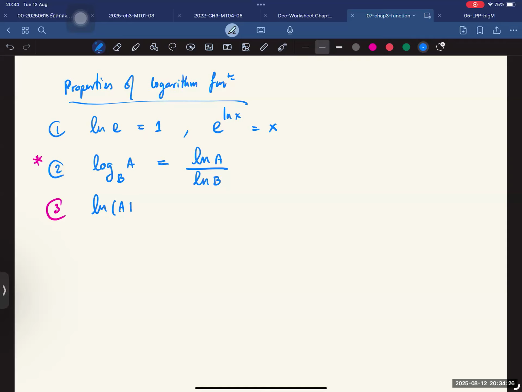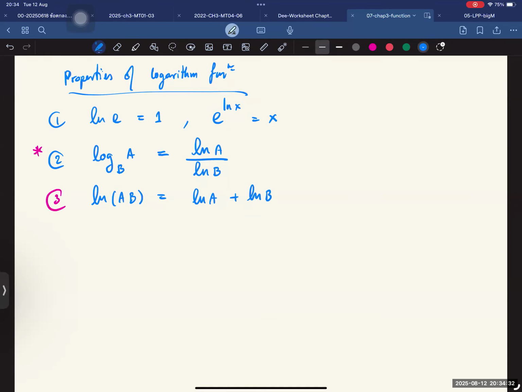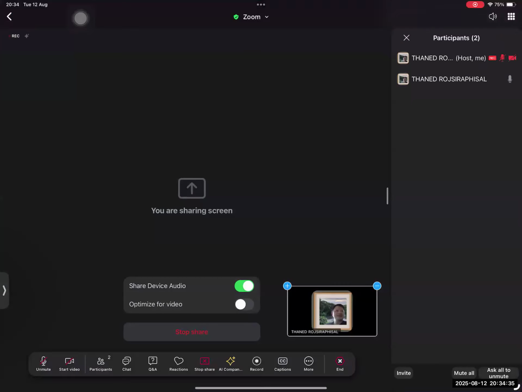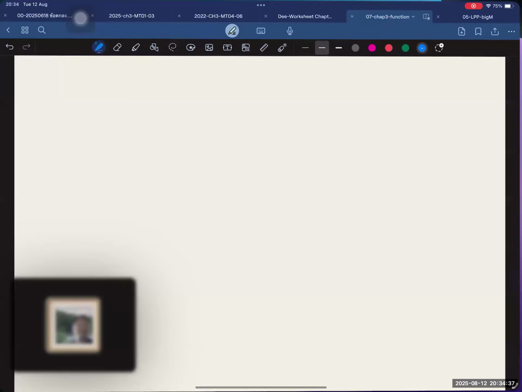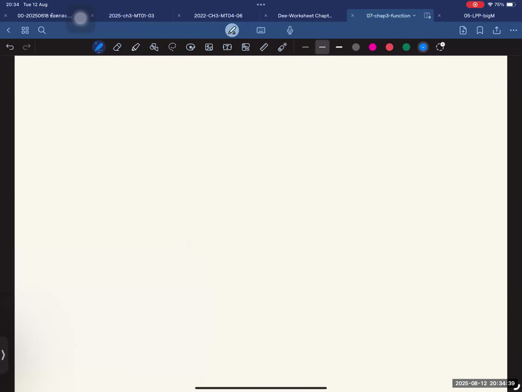It's like the monitor is not updated. Let's see, is the connection lost? Yeah, it's still sharing.